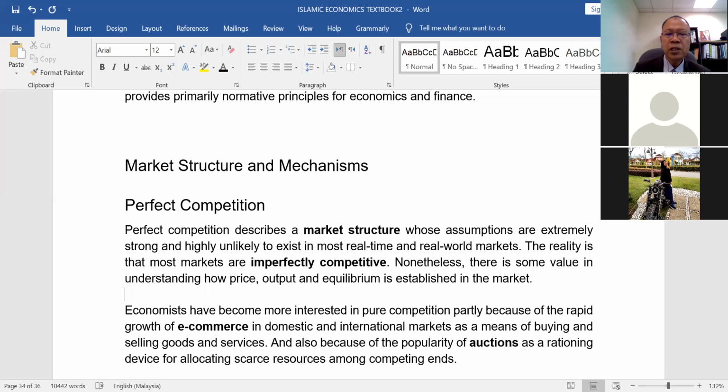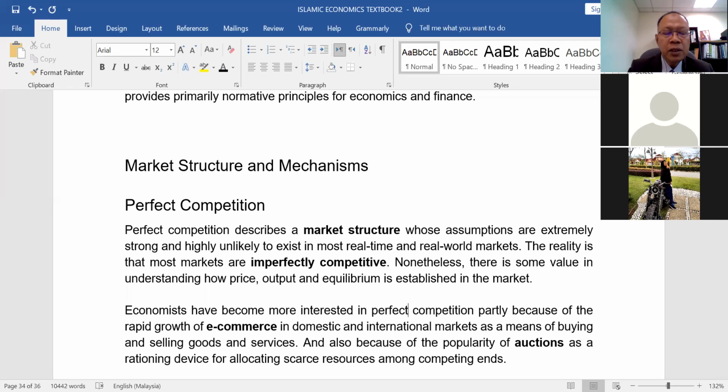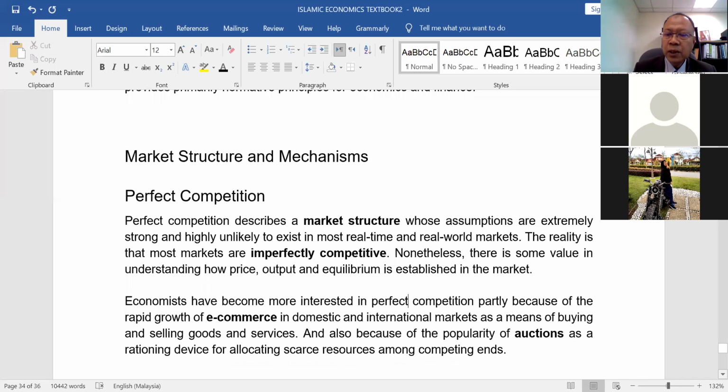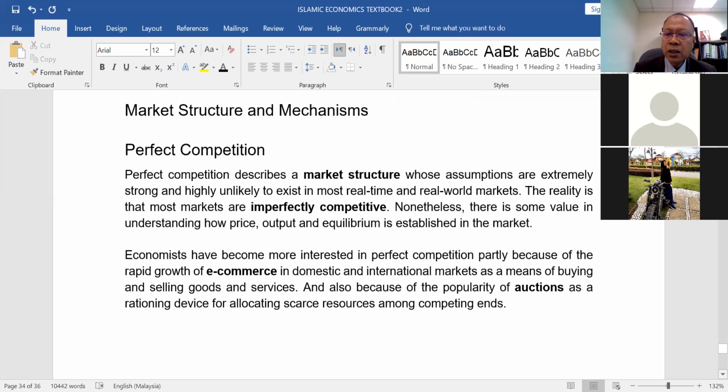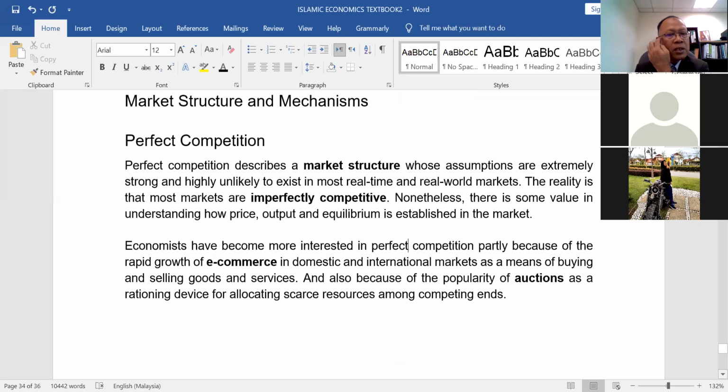Economists have become more interested in pure or perfect competition, partly because of the rapid growth of e-commerce and international markets as a means of buying and selling goods and services. So right now, because of e-commerce, economists have become interested in understanding the behavior of consumers and sellers in perfect competition.